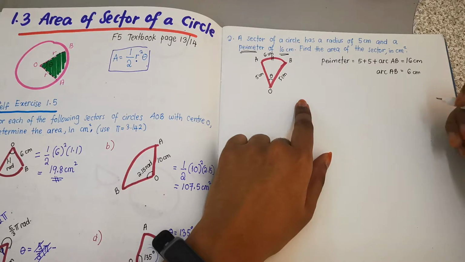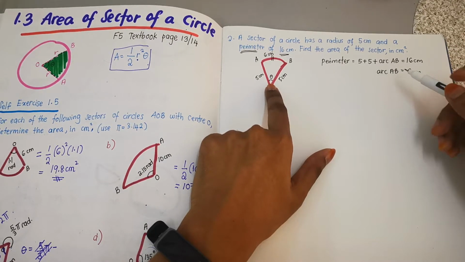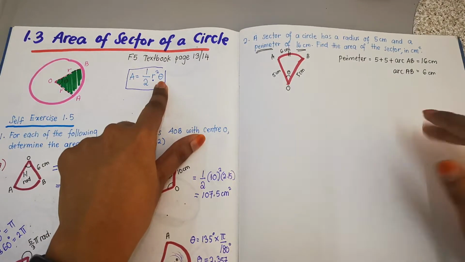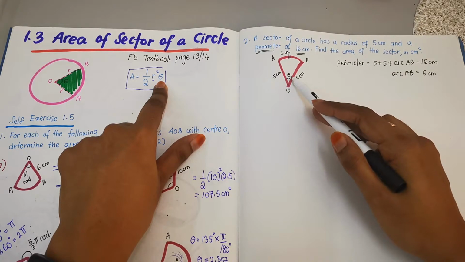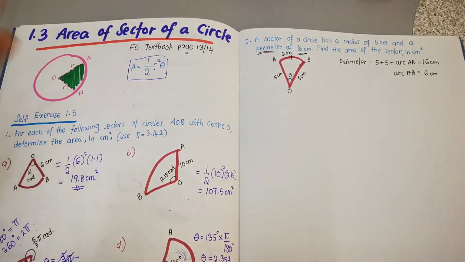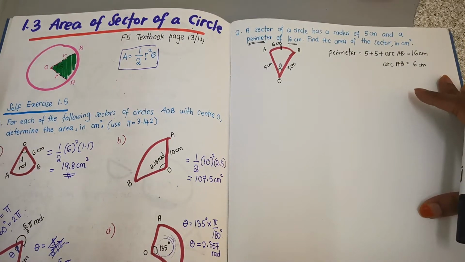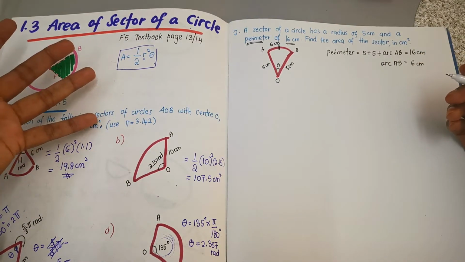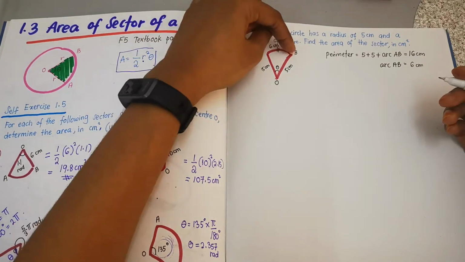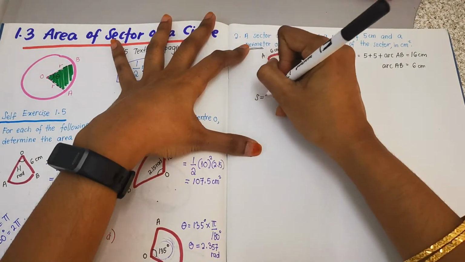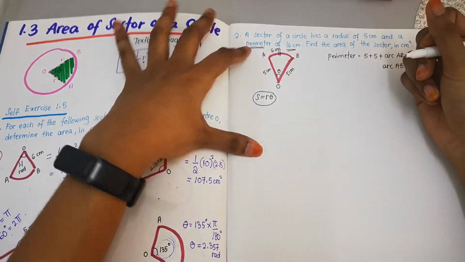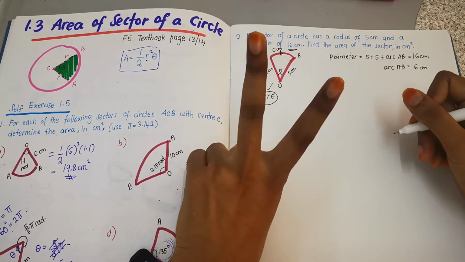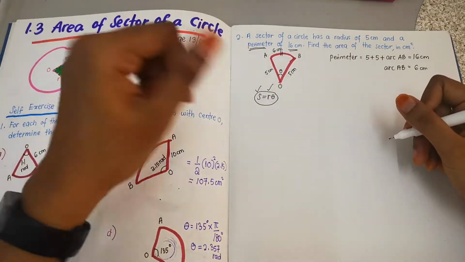Let's find the area, but we still don't have the theta. If you want to substitute inside the area, you need radius and theta, but we don't have theta. So let's find theta first. Which formula can we use to find theta? You should know how to relate to the previous subtopic that we learned, which is arc length. Here we have the arc length, so we can use the formula S equals r theta. We have S, the arc, and the radius, so you just need to find theta.